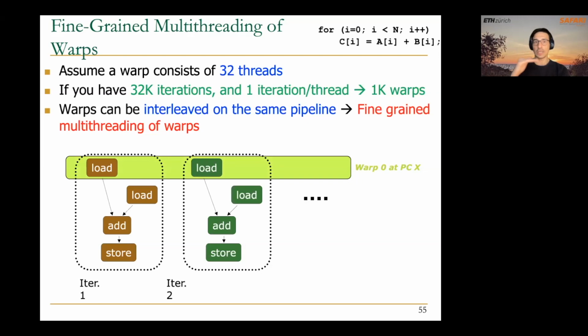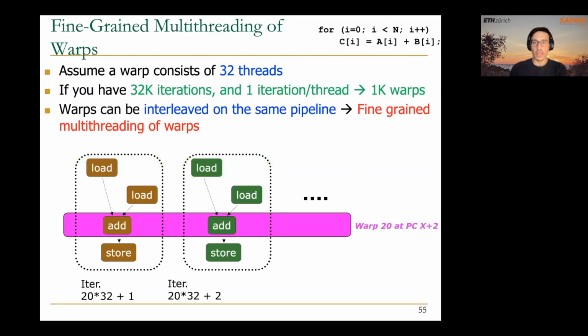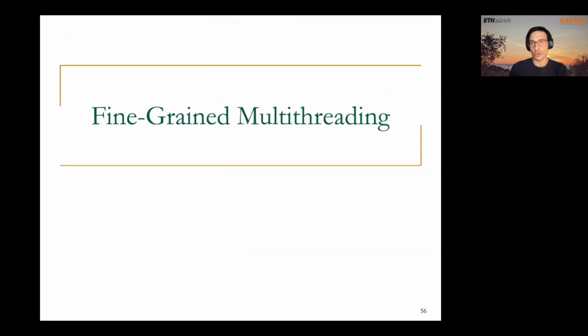So in the, let's say, initial cycle, we can start, for example, this instruction for warp 0, and then this instruction for warp 1, and then this instruction for warp 20, because the previous 2 instructions for warp 20 have already been executed, and so on. Very briefly, I will remind you what fine-grained multithreading is.